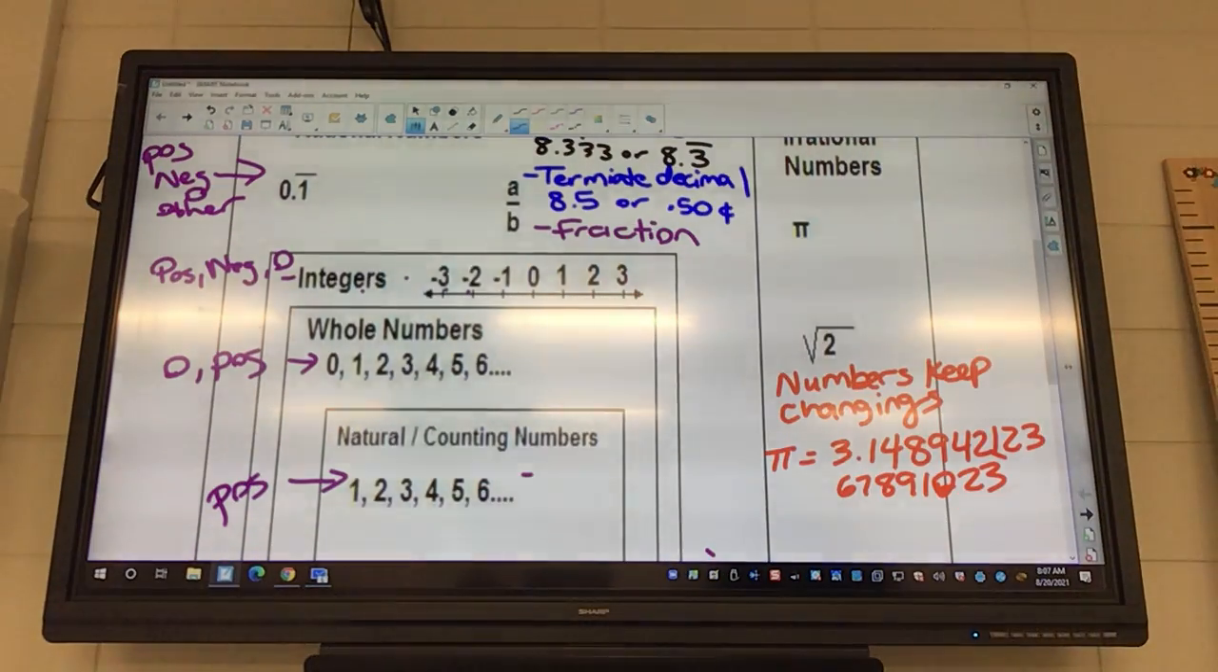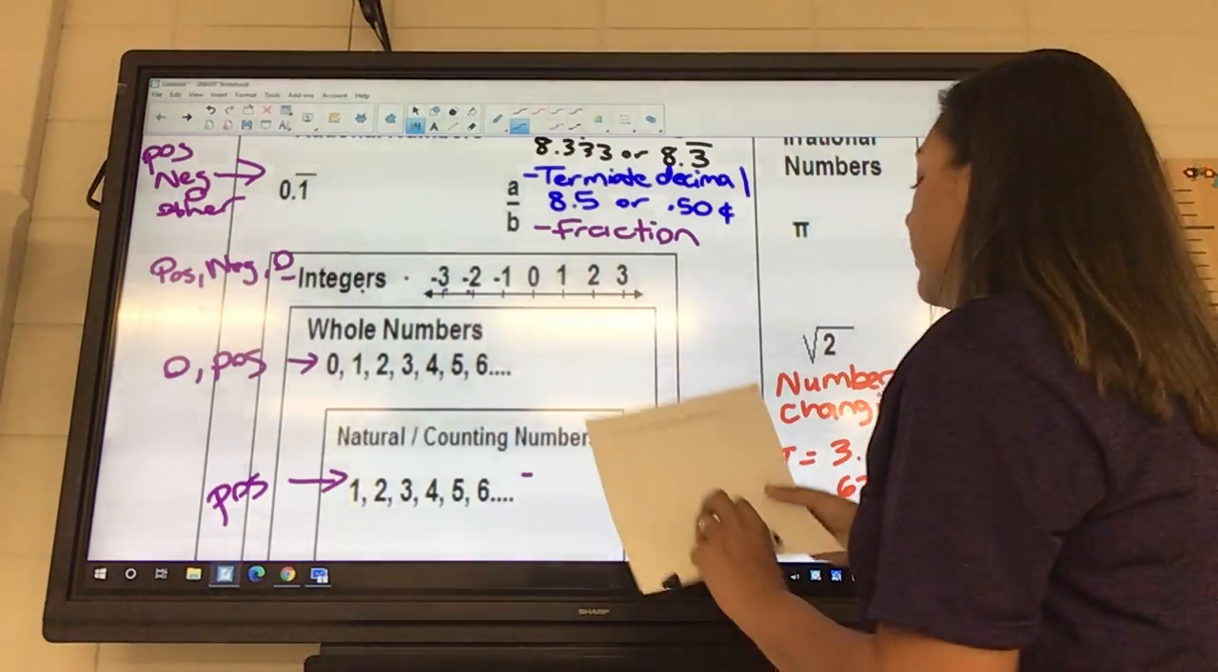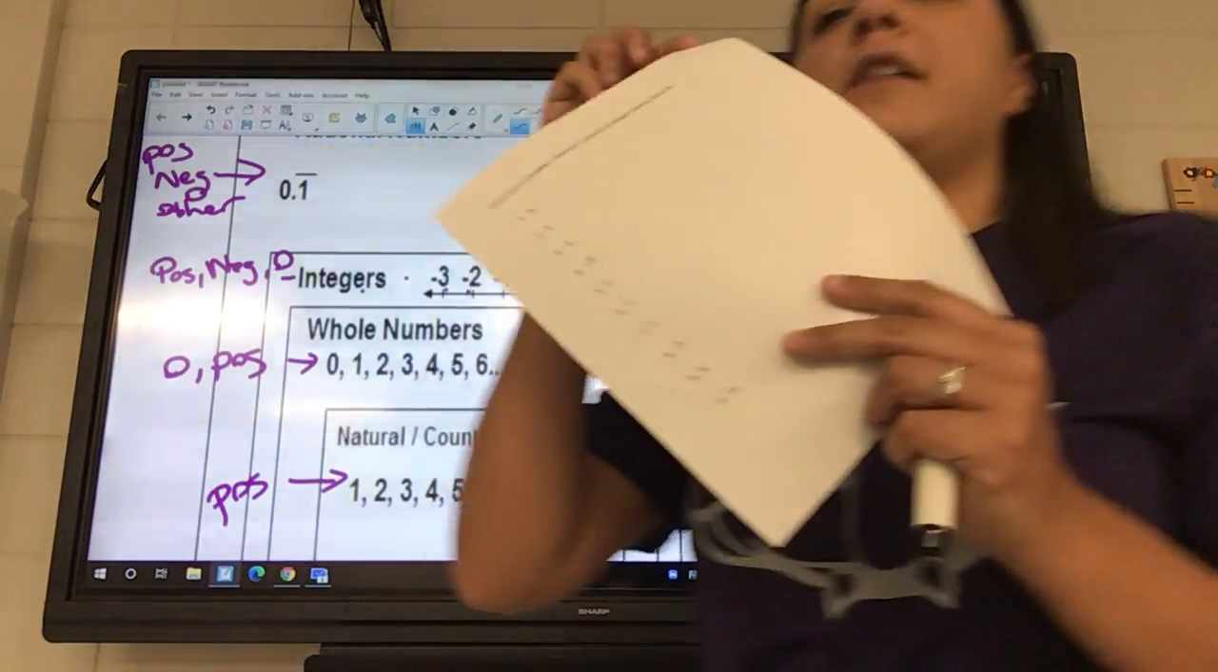So look at the sheet that I actually gave you today. Write your number on the front. You'll be able to tell the front because it's got a 4 on the very top.